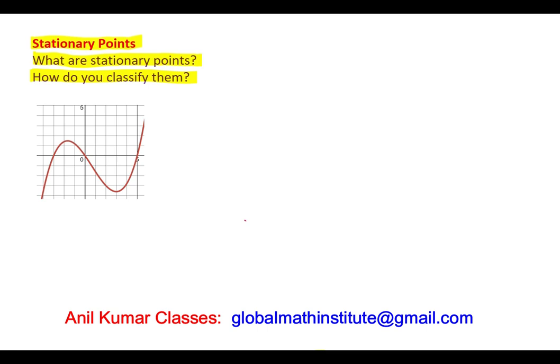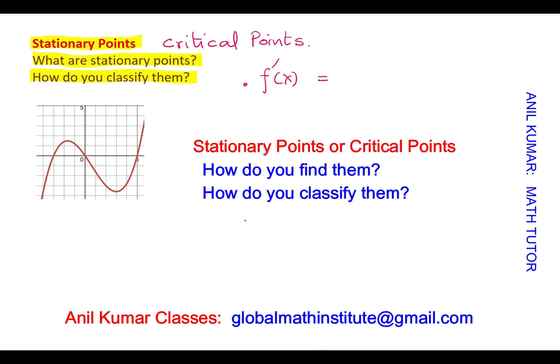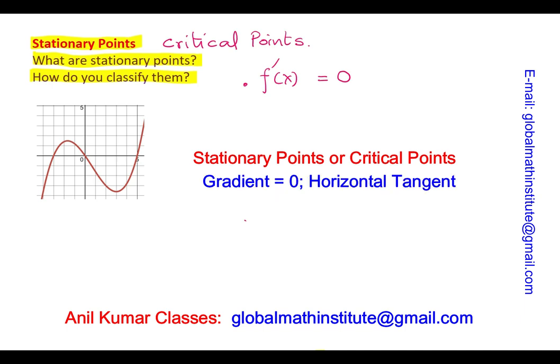Now stationary points are also called critical points. Let me write the other word, critical points. So stationary points or the critical points are the points where the first derivative is equal to 0. First derivative equals 0 means that it is neither increasing nor decreasing.